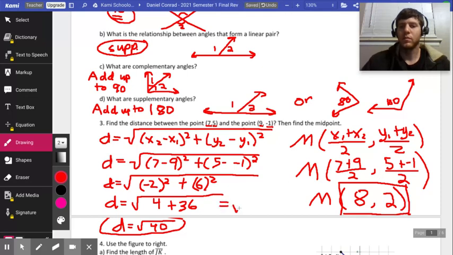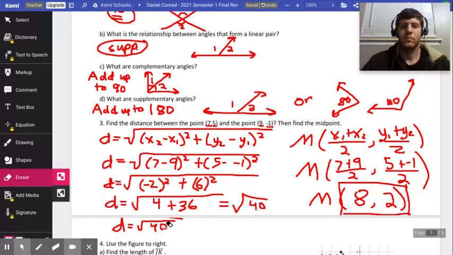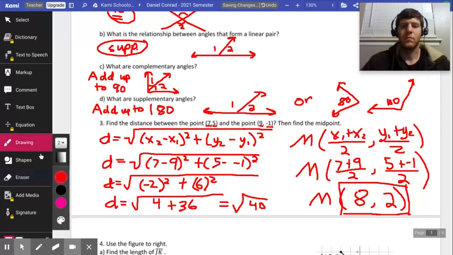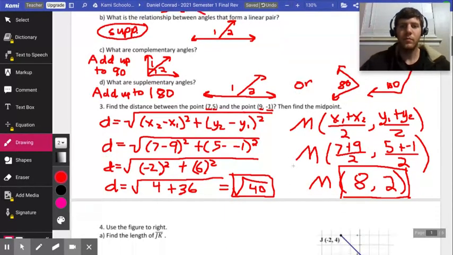Okay, maybe I should write this over here. Square root of 40. Okay, square root of 40, which is approximately 6.2-ish.